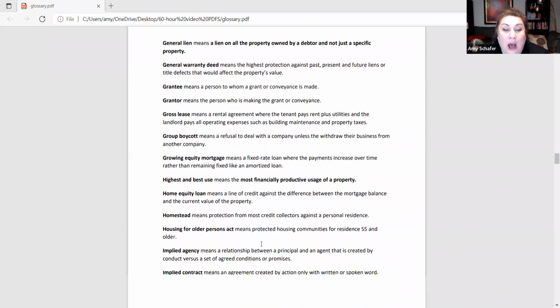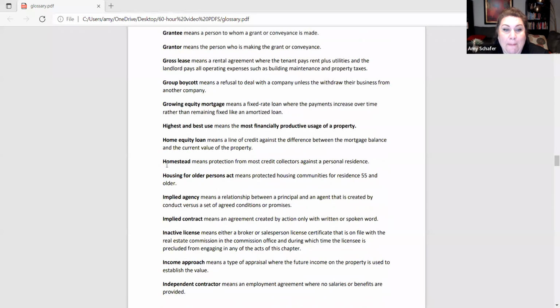A homestead. This is a protection for your family home so that it cannot be taken away by most creditors. And the reason we say most creditors is a mortgage doesn't count. Obviously, the whole concept of that is, pay, stay. But you cannot run your credit card up $30,000, not pay it, and then take your $300,000 personal home to satisfy that debt.